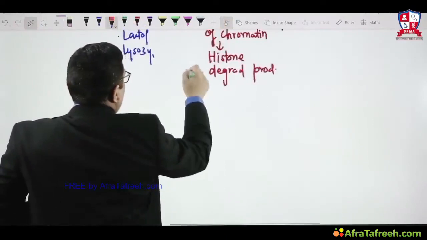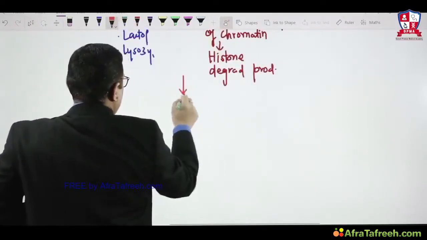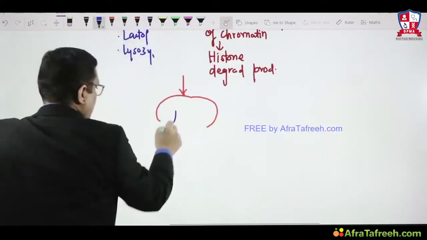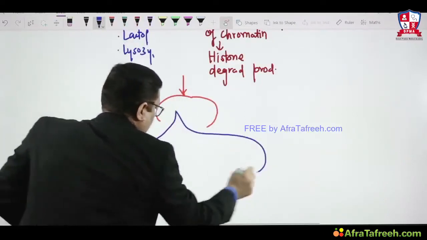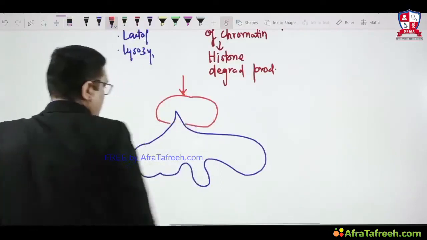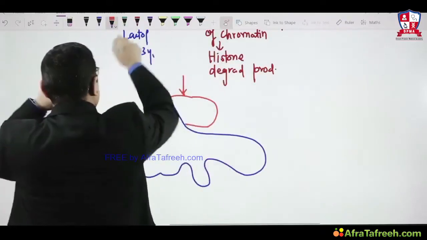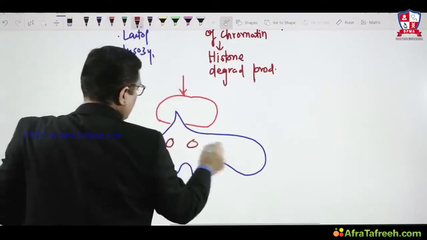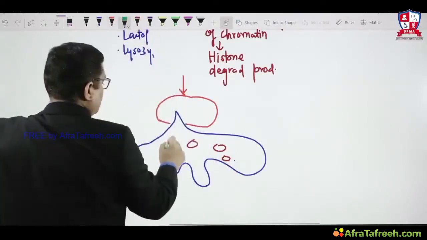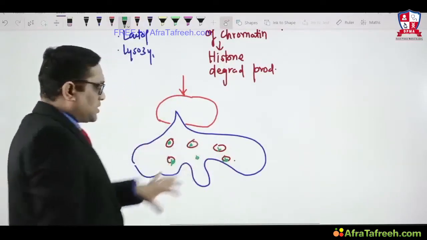Now you can see this is the neutrophil, and now the entire chromatin will be coming outside, right? The entire chromatin is coming outside the neutrophil. This chromatin has histone degradation products, and these histone degradation products will have lysosomal granule products, right? So these are the lysosomal granule products.